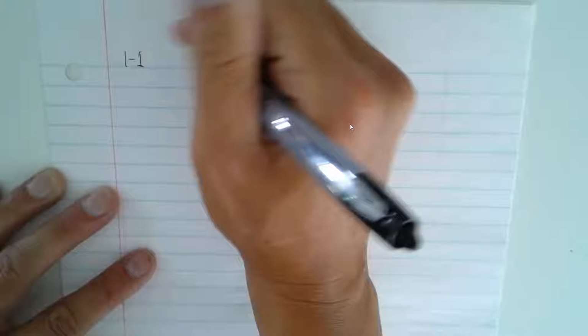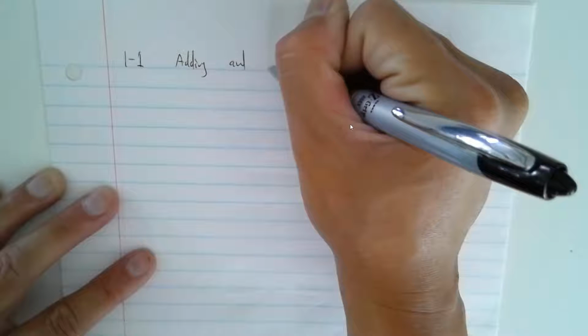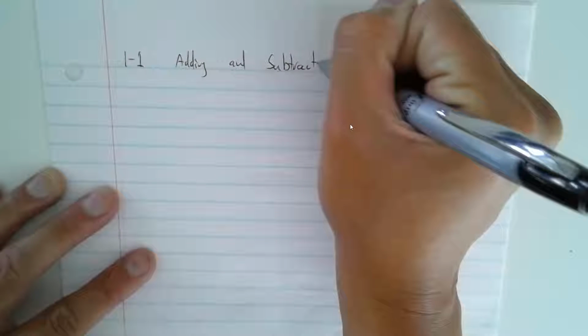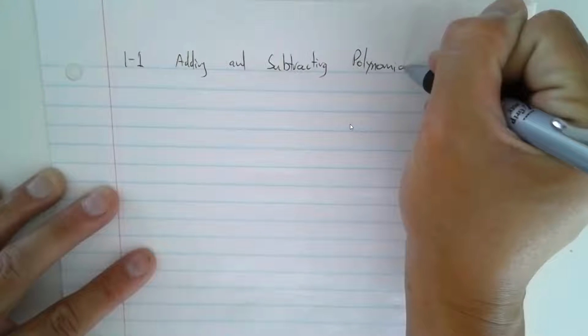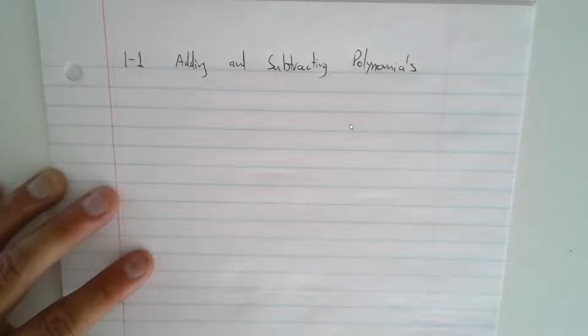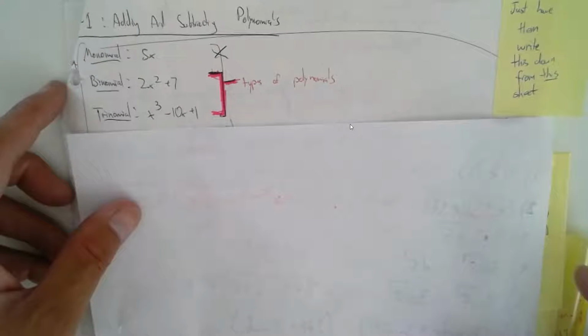All right. So some basic things that you need to know. 1-1. The first part is just pure notes, no problems yet. So adding and subtracting polynomials is what you're going to write at the top of your paper now, a new piece of paper. And then this is what you're going to write right here. You're going to write these notes.